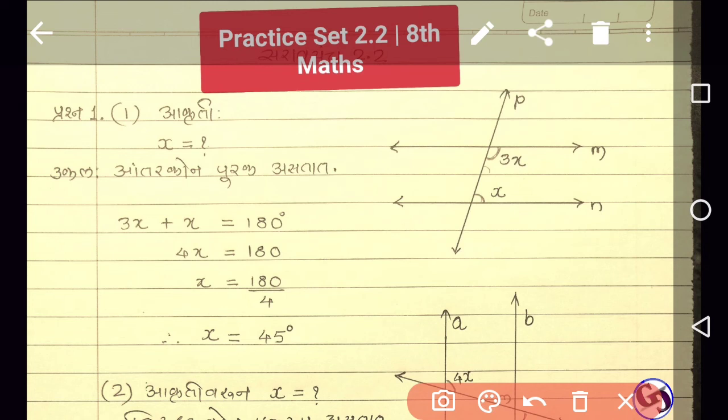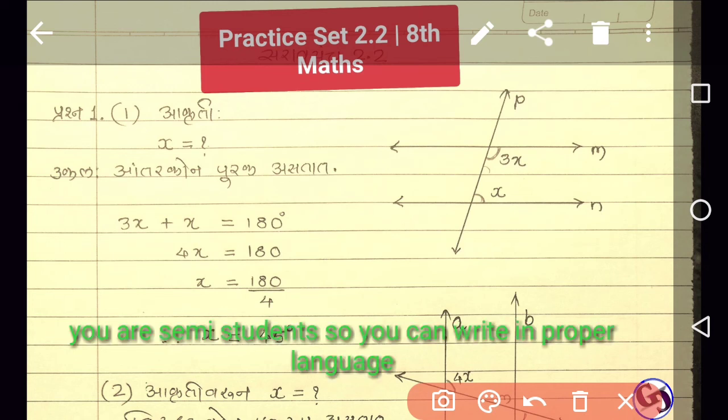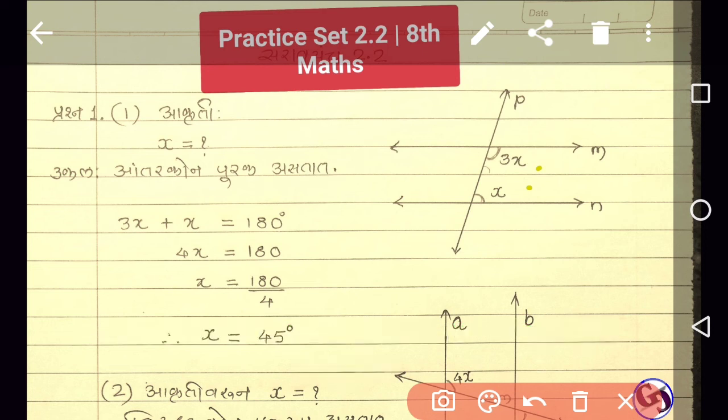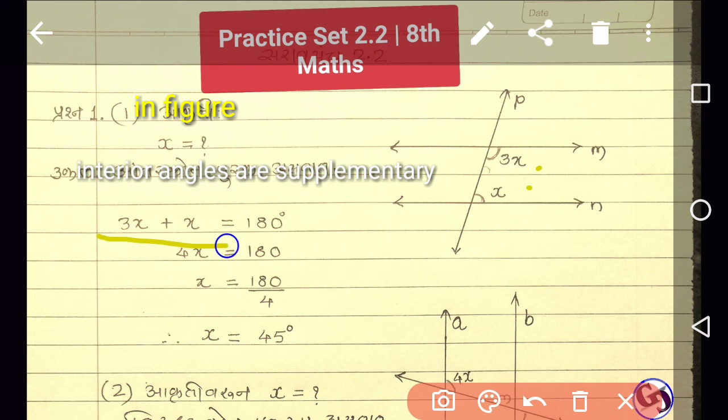In the adjoining figure, there are two given angles and we have to find the value of x. These two given angles are both inside the parallel lines and the transversal. So what we read is that interior angles are supplementary. 3x and x, the addition of both is 180 degrees, supplementary.